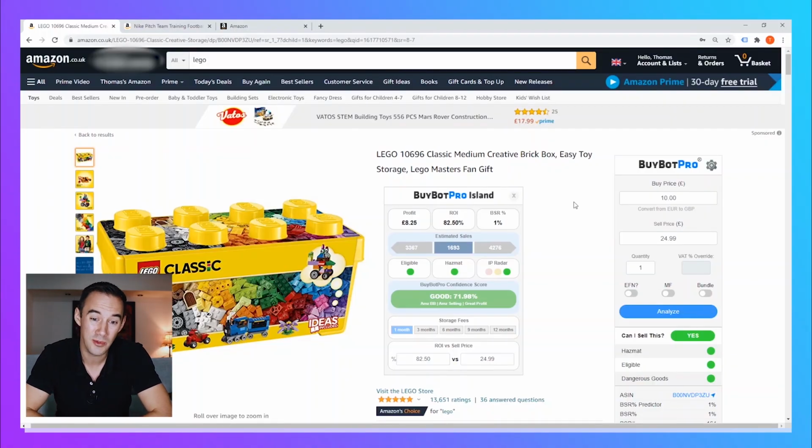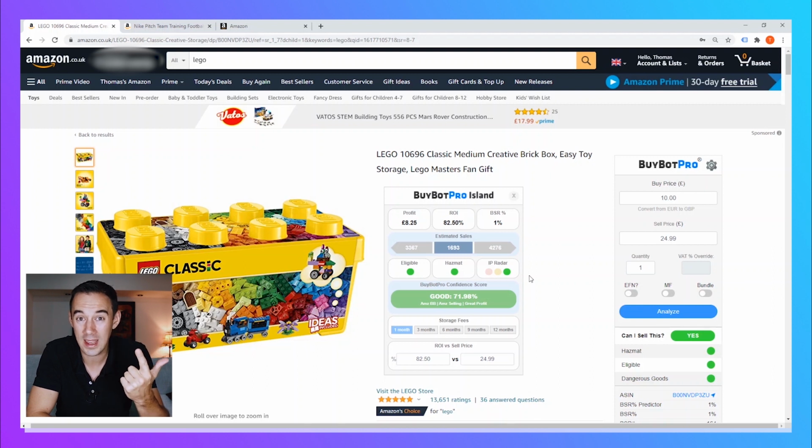Now for me, when I'm doing my initial check, what I will do is just jump over to this Buybotpro island in the middle. What I'm looking for is, initially, this middle section right here: eligibility, hazmat, and IP radar. Three really important things. Profit and ROI mean nothing if you can't sell the product. So I want to know, can I sell it?